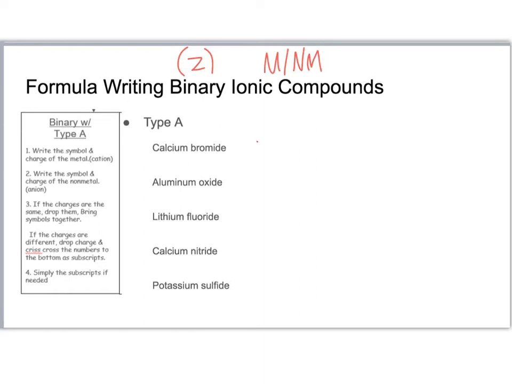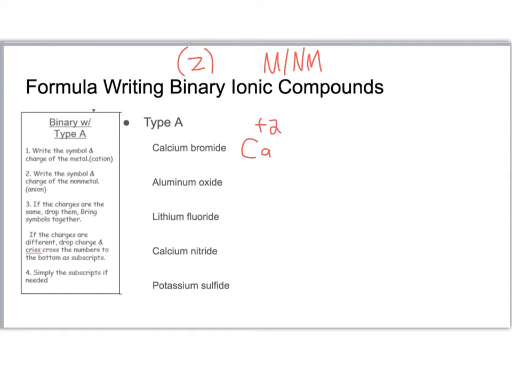So calcium's symbol is Ca. You're going to use your periodic table to find that symbol. And hopefully you have written the monatomic ion charges for main group elements on your periodic table. We know that calcium forms a positive 2 charge. It wants to lose its 2 valence electrons.